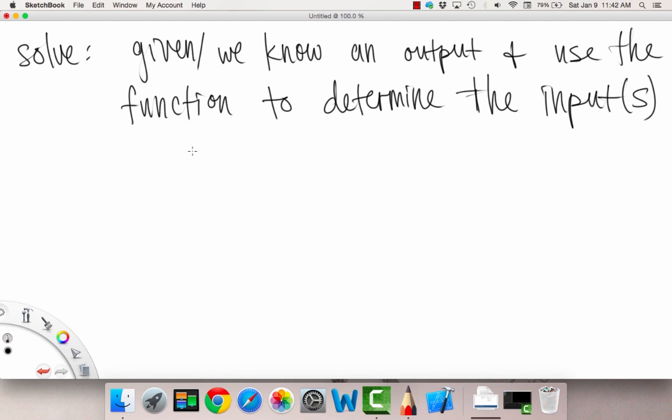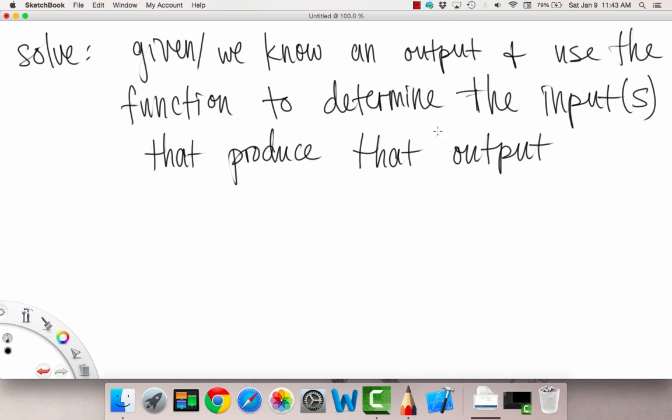So in this sense, when we talk about a function, we're not specifying that it's one-to-one. So a given output could lead you back to finding more than one input, okay? Alright, so to determine the inputs that produce, or lead to, that particular output, okay?